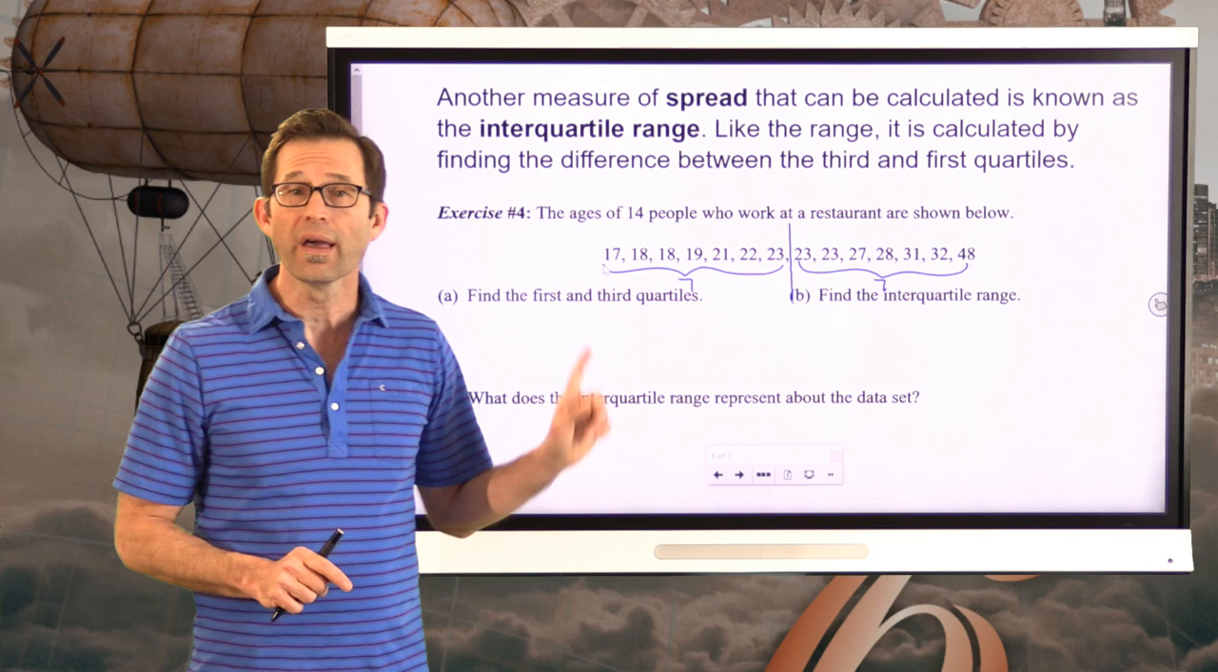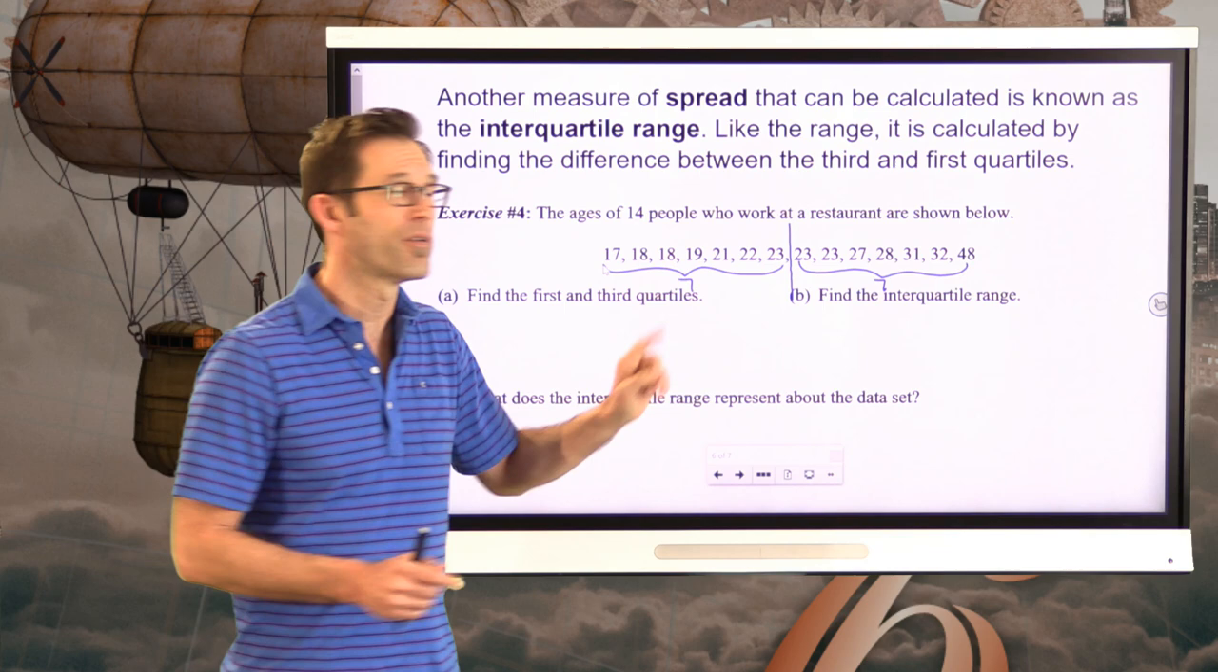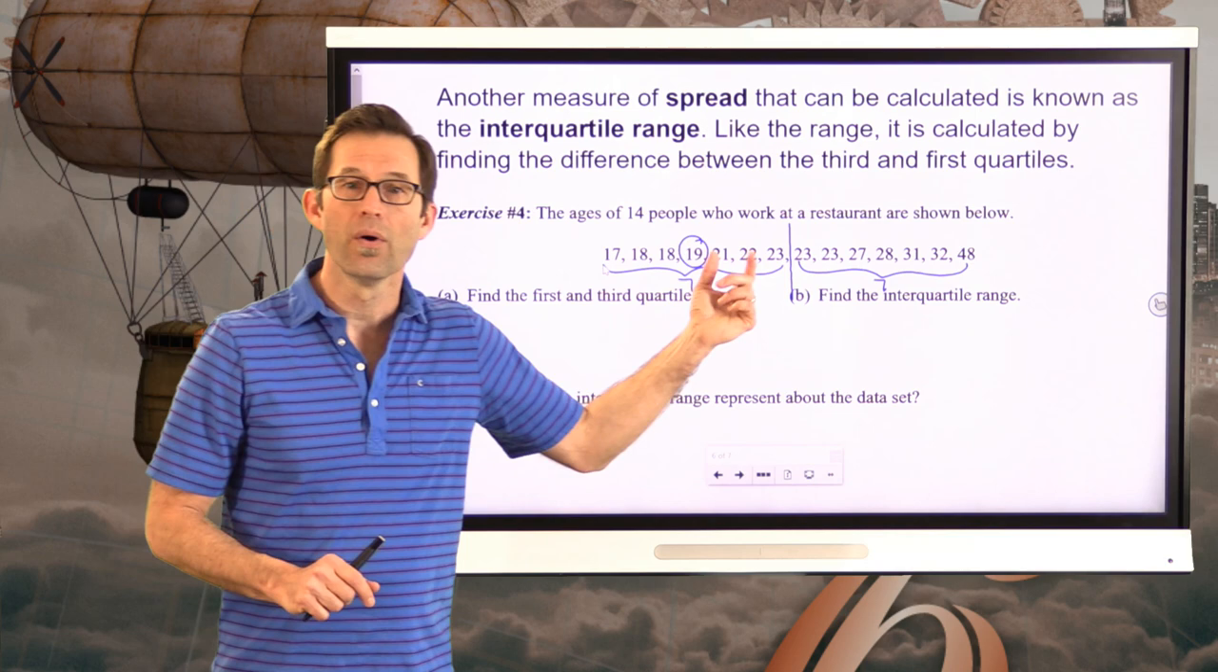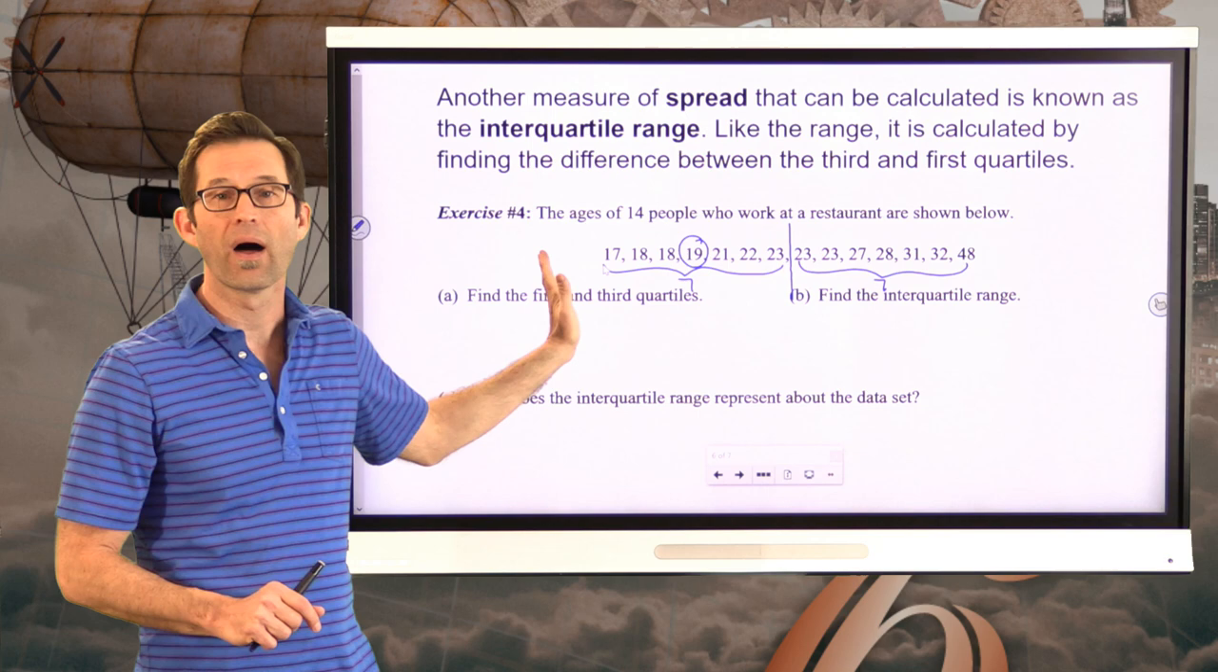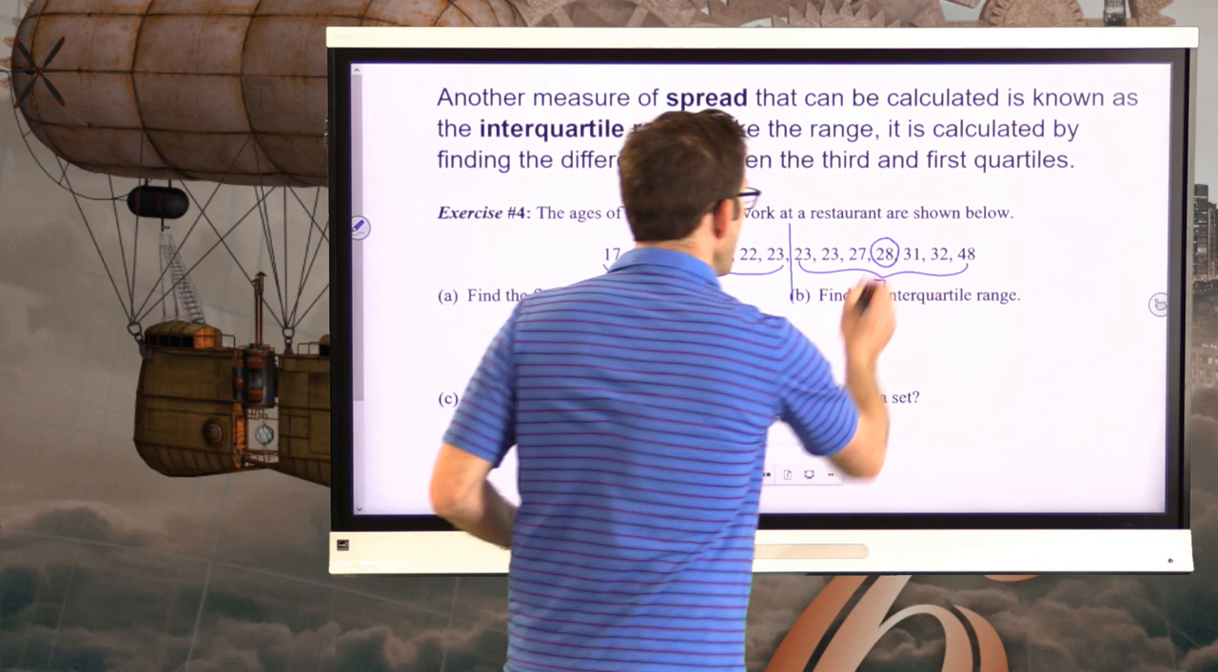Now what's really nice is that the lower half has 7 values in it, which means that the median of this lower half is going to be the fourth value, or 19, right? Because there's 3 values below it, 3 values above it. If I look at my upper half, same deal, I'm going to go to the fourth value up there, and that's going to be 28, right?